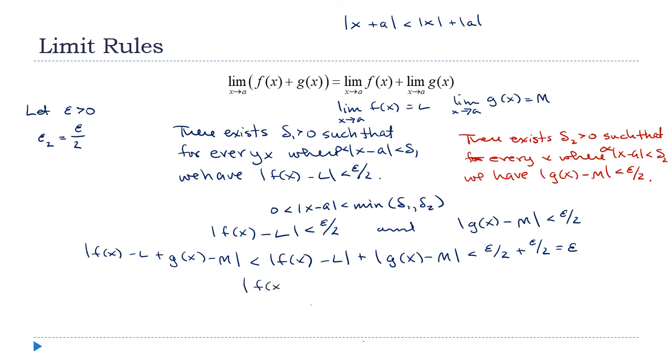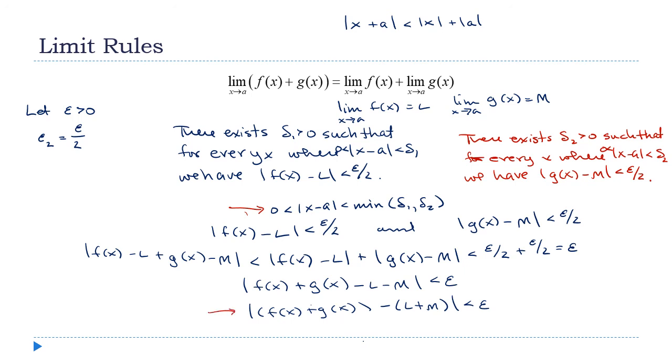All I care about are the two edges. The absolute value of f of x plus g of x minus L minus m is less than epsilon. Let me rewrite this a little bit. Let me factor the minus 1 out here. This is the absolute value of f of x plus g of x minus L plus m is less than epsilon. And that's what I needed. What have I shown? I've shown that if x minus a is less than that delta, then f of x plus g of x minus L plus m is less than epsilon.